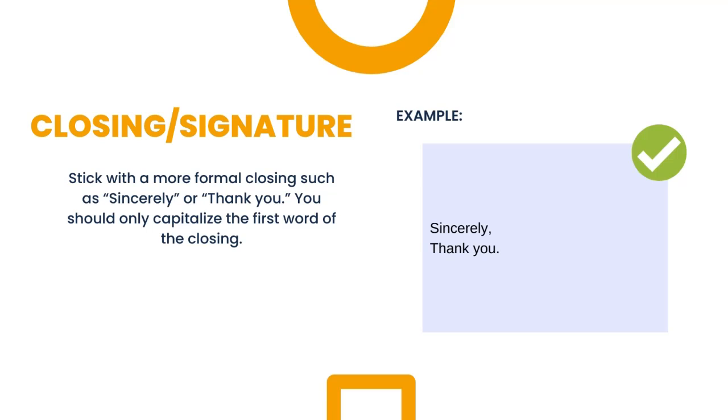In closing and signature, you should stick with a more formal closing, such as sincerely or thank you, just like in the example. You should only capitalize the first word of the closing. Also, remember to follow the closing with 4 lines of space in order to make room for your signature, which demonstrates your personal stamp of approval of the letter's content.